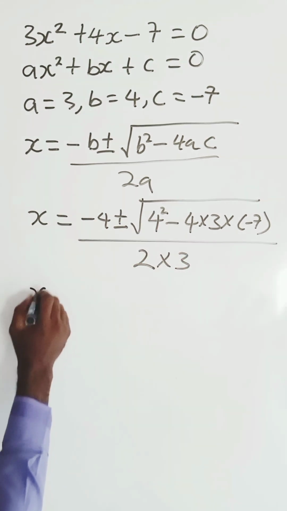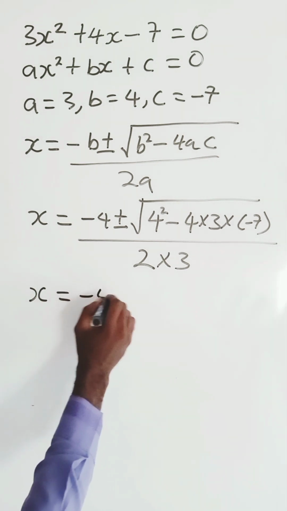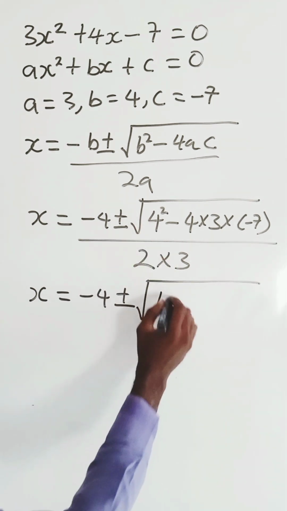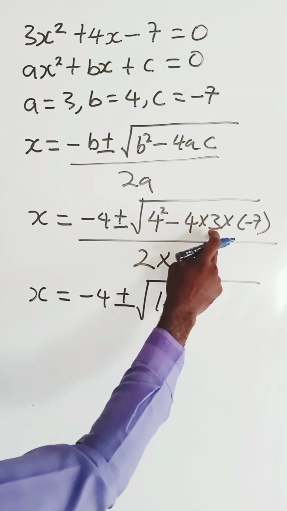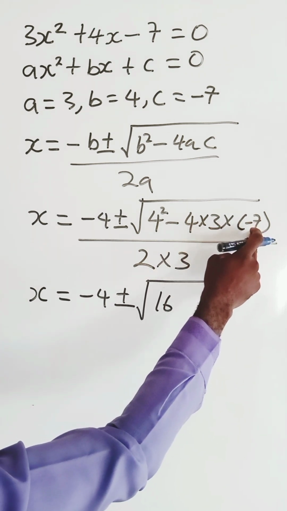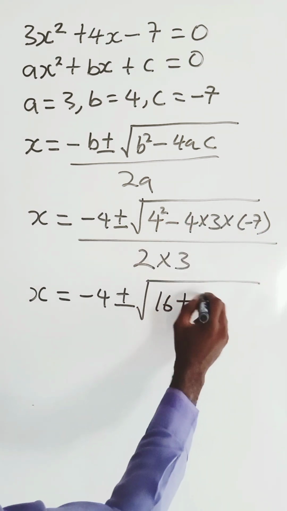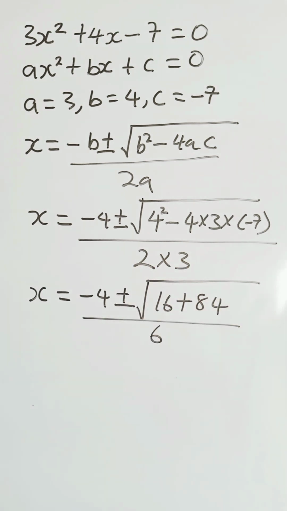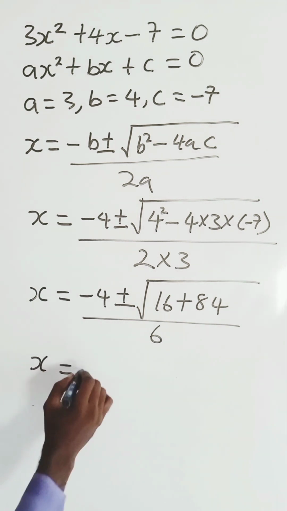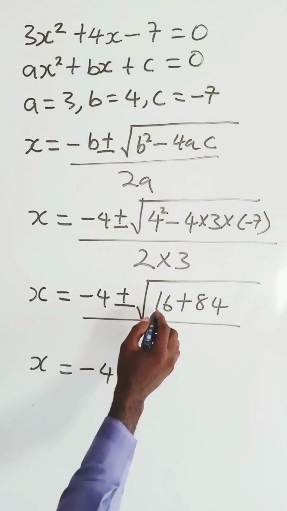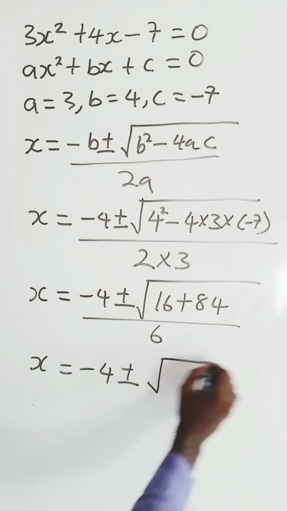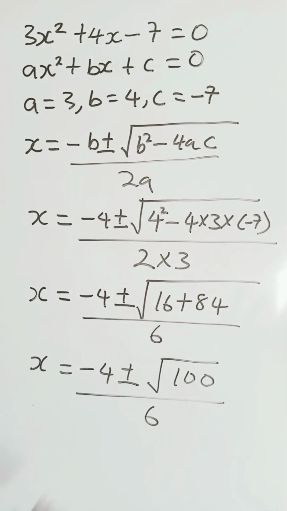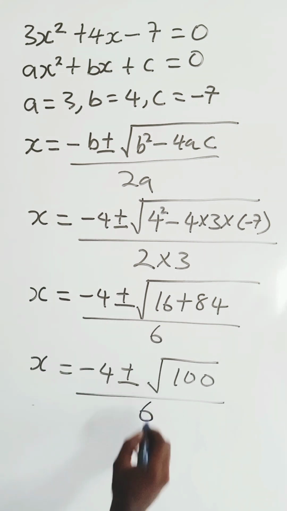We have x equals minus 4 plus or minus the square root of 4 squared, which is 16, then 3 times 4 is 12, times 7 is 84, minus times minus is plus, all over 2 times 3, which is 6. Let's move further. x will now be equal to minus 4 plus or minus the square root of 16 plus 84, which is 100, all over 6.